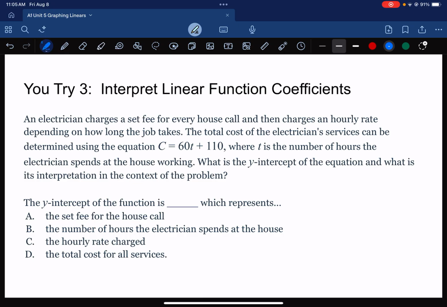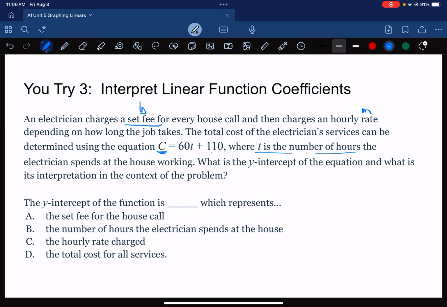All right, so an electrician charges a set fee for every house call. So there's a set fee, that's the b value, for every house call. Charges an hourly rate, that's m, depending on how long the job takes. The total cost of the electrician's services can be determined from the equation C, total cost, equals 60t plus 110, where t is the number of hours. What is the y-intercept of the equation? So remember, y-intercept is always the beginning value. In this case, it's the beginning cost. What does it cost to even get that person to come to your house? Well, that's a set fee.